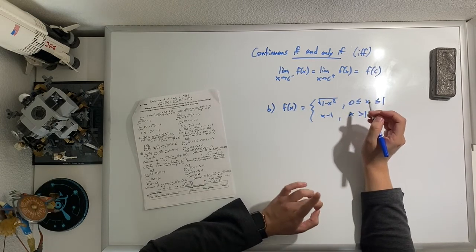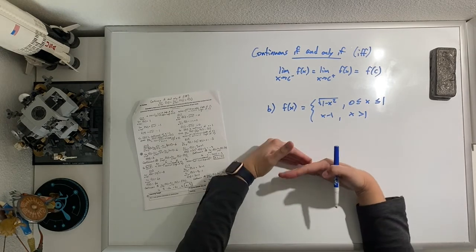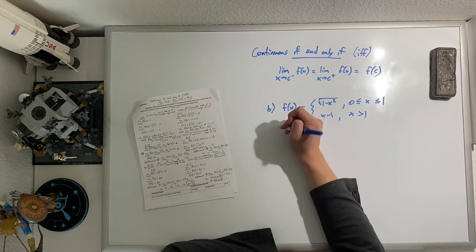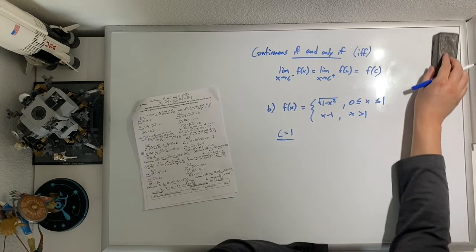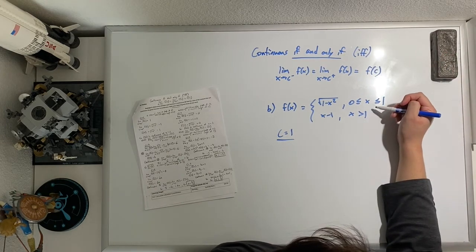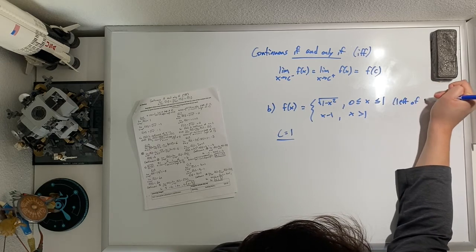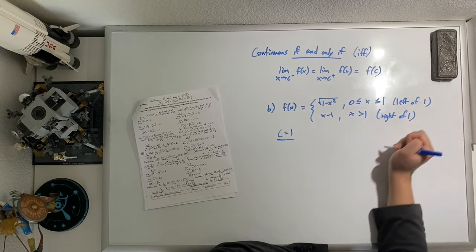Now, where could this function be discontinuous? Where is the piecewise function split? Well, it's split at x equals 1. So we're going to consider c equals 1 here. And which piece is to the left of 1? That's going to be the top piece here. And then that means the bottom piece is to the right of 1. Okay?